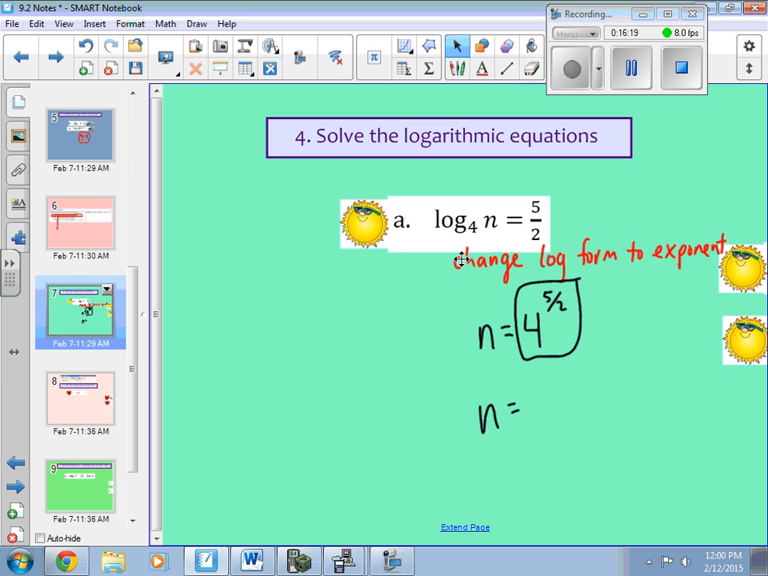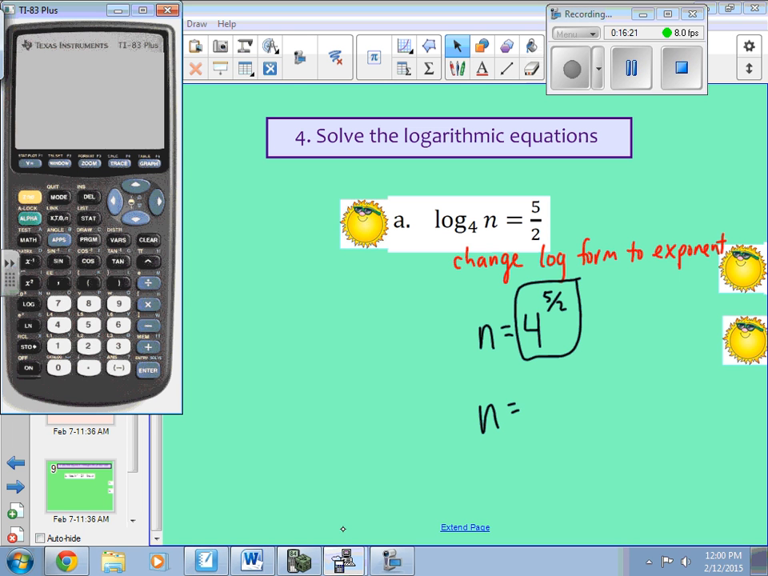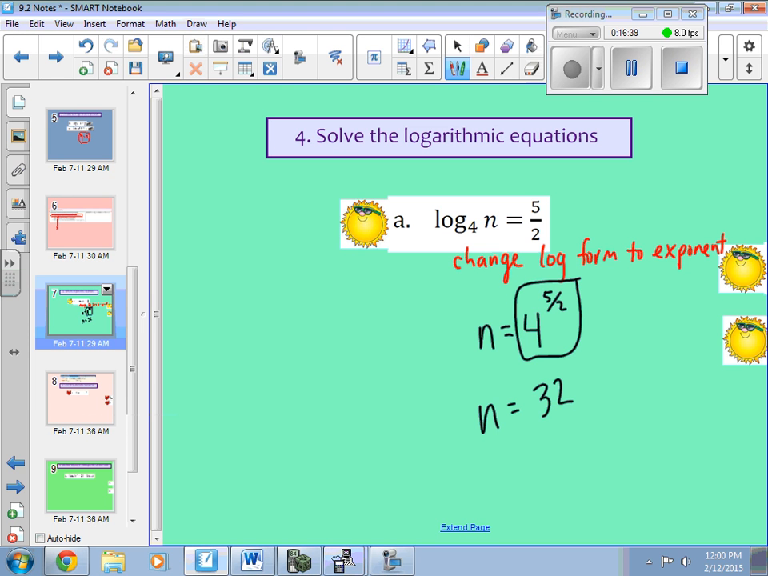So if we go on the calculator and type in 4, exponent button, now make sure some of your calculators, you need to type this in with a parentheses if it doesn't pop up as a special exponent. Hit enter and you get 32. So in this case, n would be 32. So by changing from log form to exponent form, if you can't type this in your calculator to solve, then change it to exponent form.